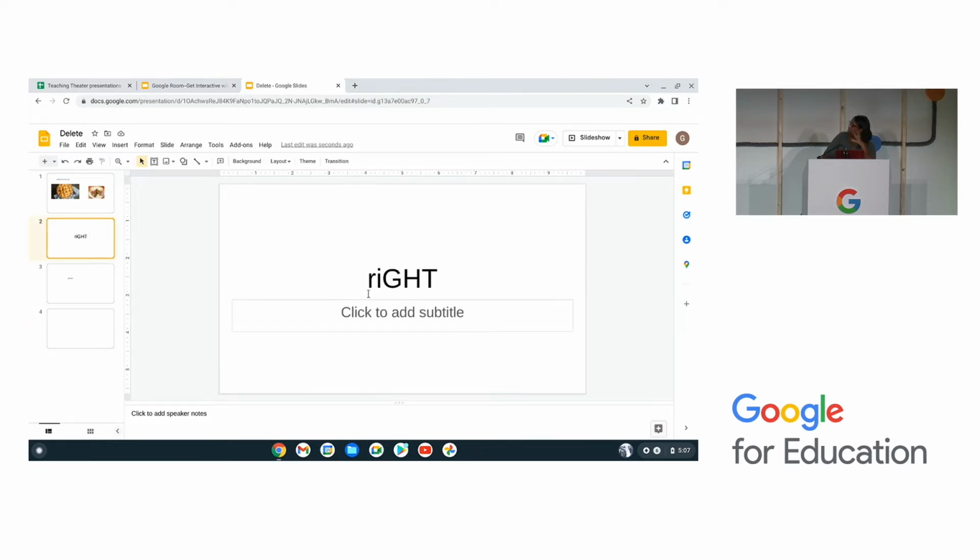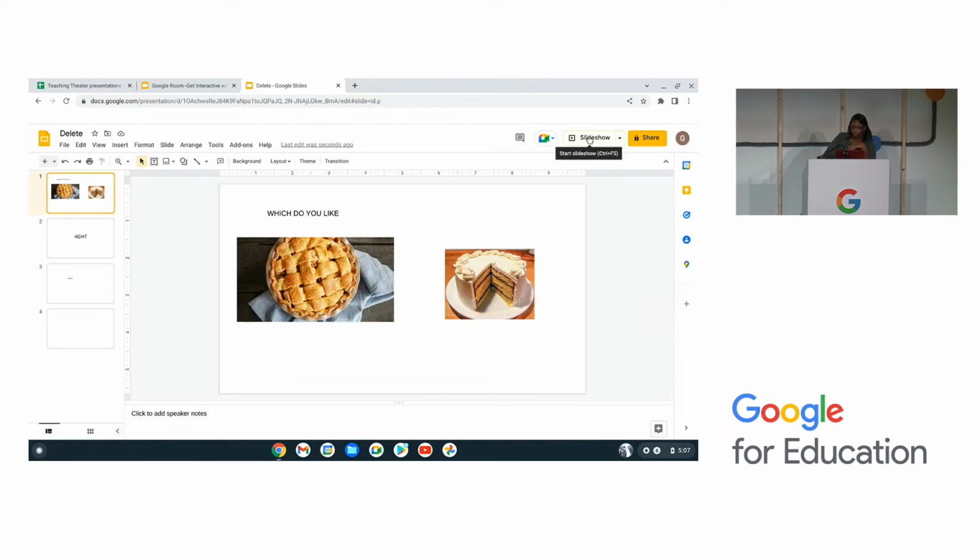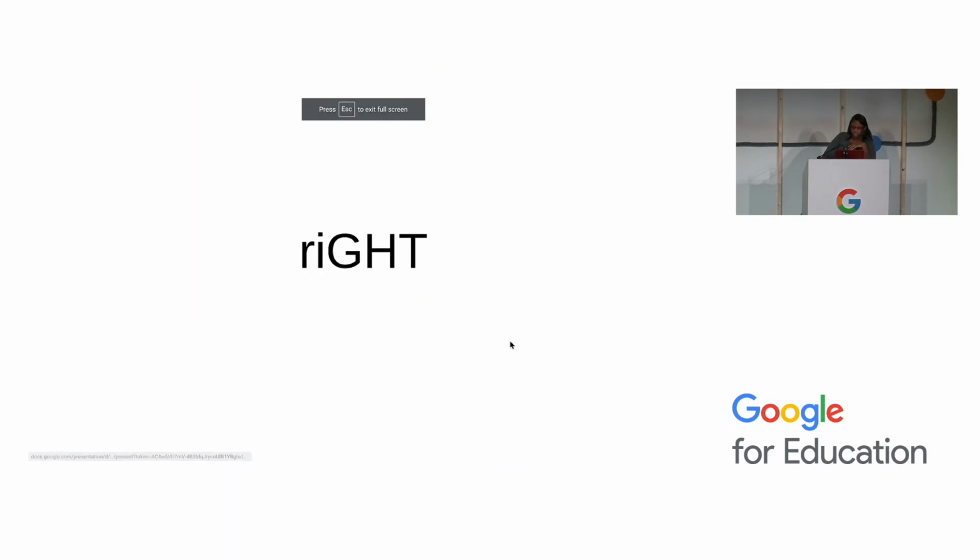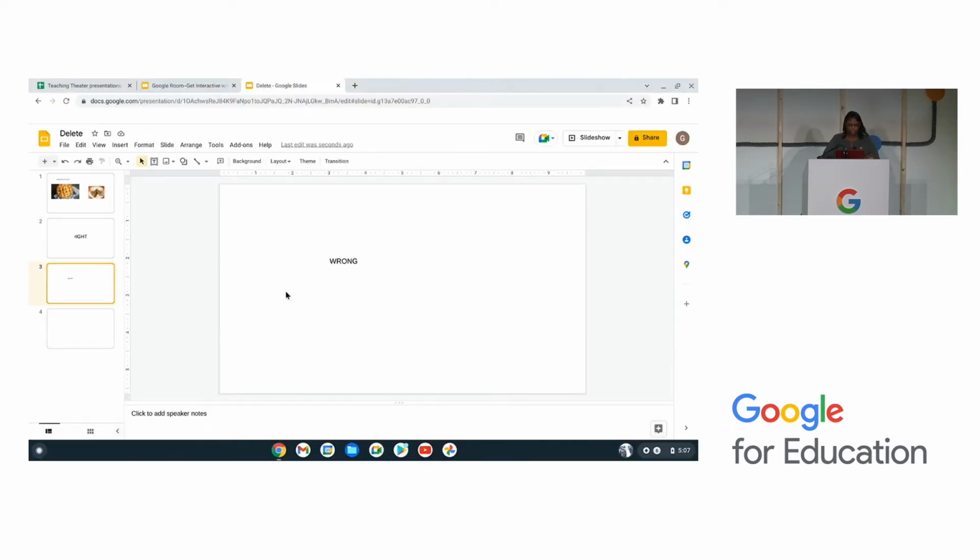So what I'm missing is a way to get somewhere else, right? I need something to go back, or I need something to go forward, because this is what I don't want. I don't want you to click the cake and then have to go to the wrong slide. That's just defeating the purpose, right? So I need something to say go back or go forward.